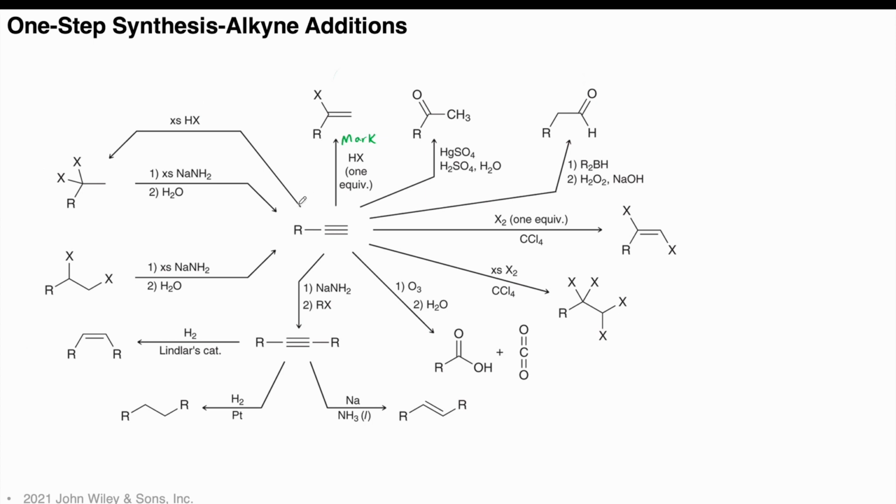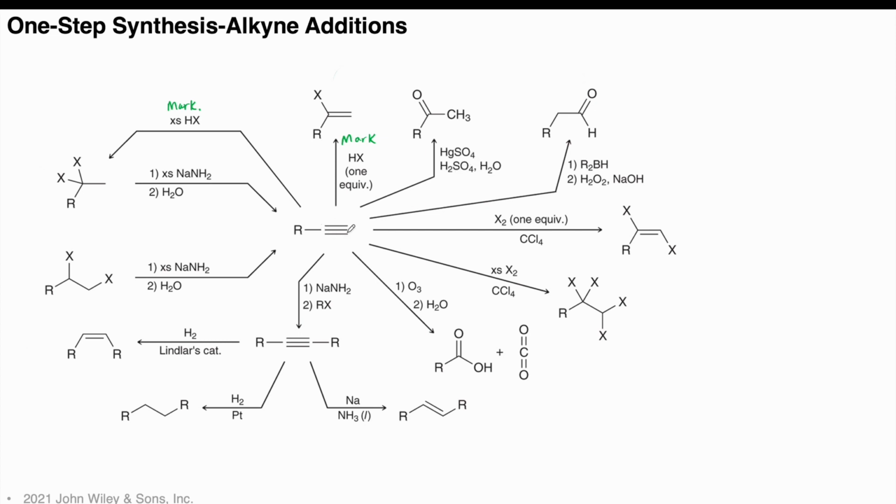If 2 equivalents or excess HX is added, now we also see Markovnikov addition, but 2 equivalents are now added and both pi bonds are lost. Both X's end up on the more substituted carbon of the alkyne. Addition of water can occur under acidic conditions like we saw with alkenes. However, a mercury reagent is needed, particularly with terminal alkynes, to help accelerate the reaction.